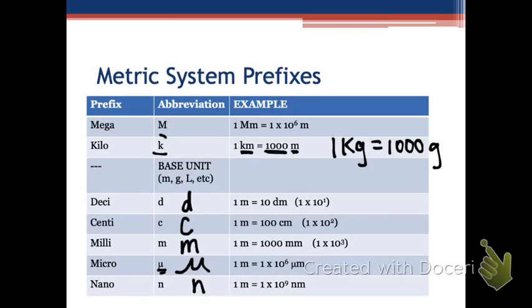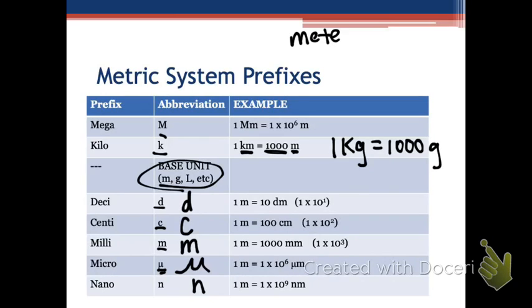These prefixes apply to every type of measurement. Meters and grams and liters. Okay? So if I am measuring something in meters, what am I measuring? How much does it weigh? How much liquid there is? How tall it is? What am I measuring? Length, right? Meters is length.